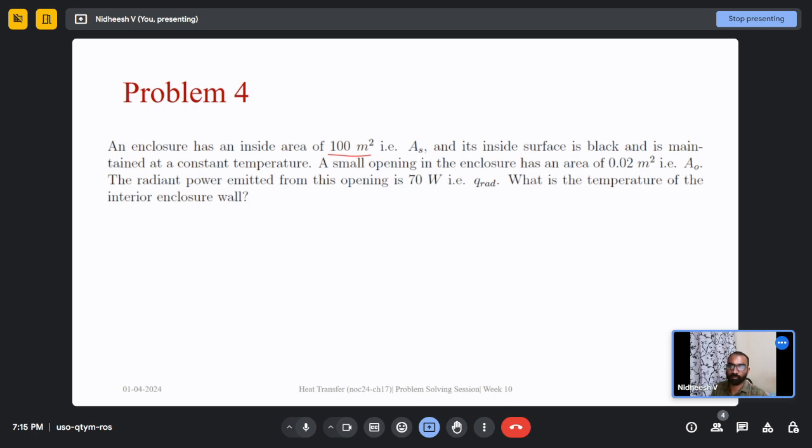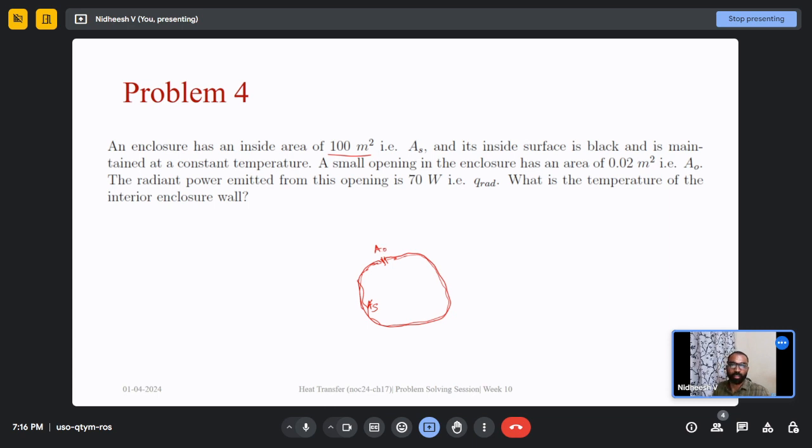Okay, what we have is an enclosure, say some enclosure with a small opening. The small opening, say this is some small opening, and it is given to us that the inside surface is black. Enclosures with small opening, actually we can consider them to be as black bodies. Was this mentioned in lecture notes or lectures? This is AS and this is A naught. This small opening is A naught.